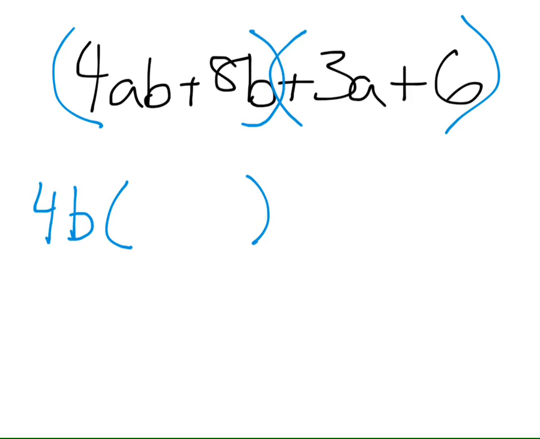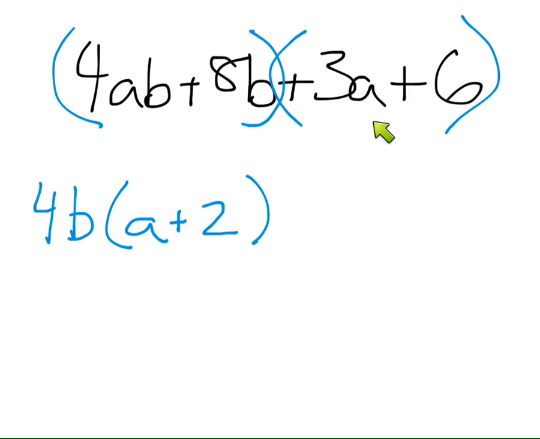So if I brought out the GCF between those 2, let's write what's left. I brought out a factor of 4b here, so I'm left with a. I brought out 4b here, I'm left with 2. Everybody agree with that? If I remultiplied that back, I would get 4ab plus 8b. So that's just grouping the first part.